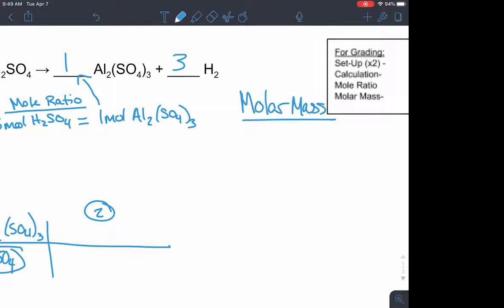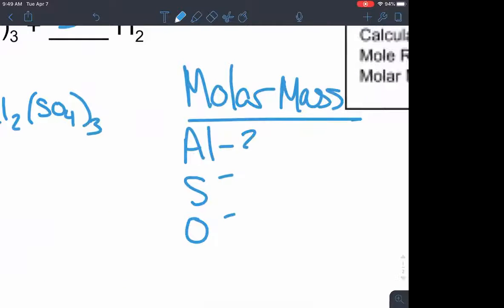So to find our molar mass, we have to use our periodic table to find the molar mass of aluminum. We have sulfur and we have oxygen here. If we're looking at our periodic table, there are 26.98 grams per mole of aluminum. We get that number from right here on the periodic table. Okay. We have sulfur, which is 32.06, and we have oxygen, which is 16.